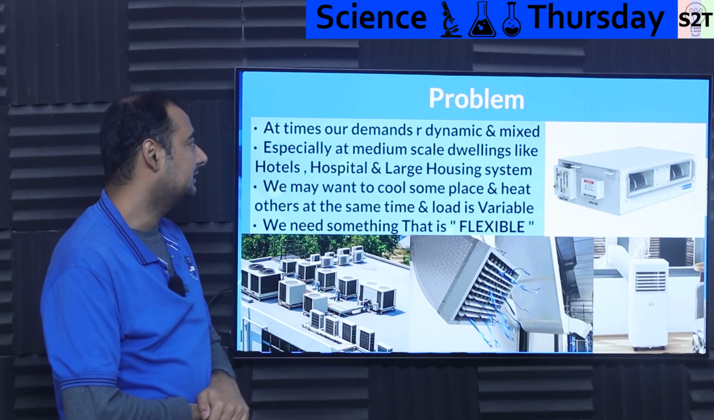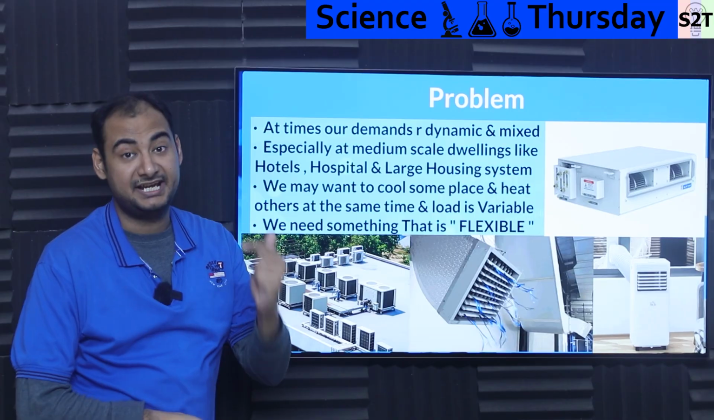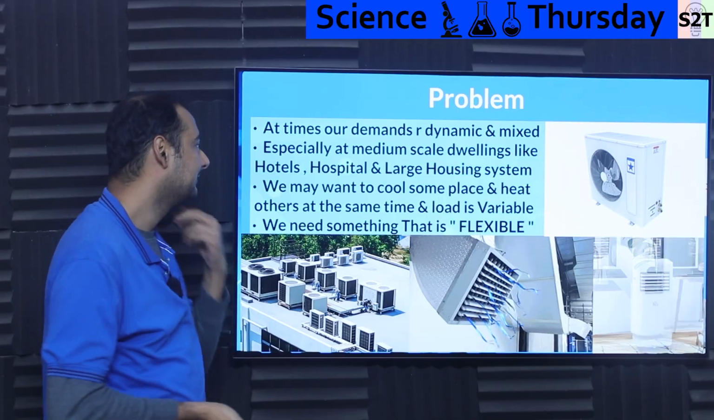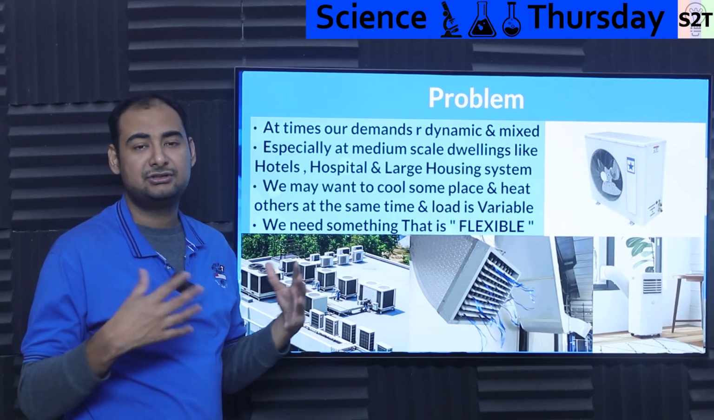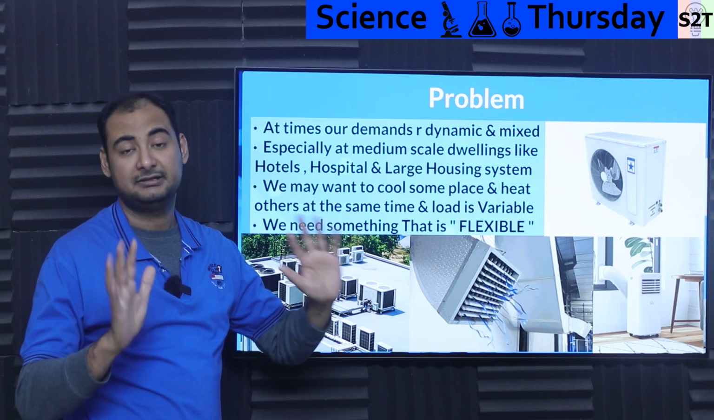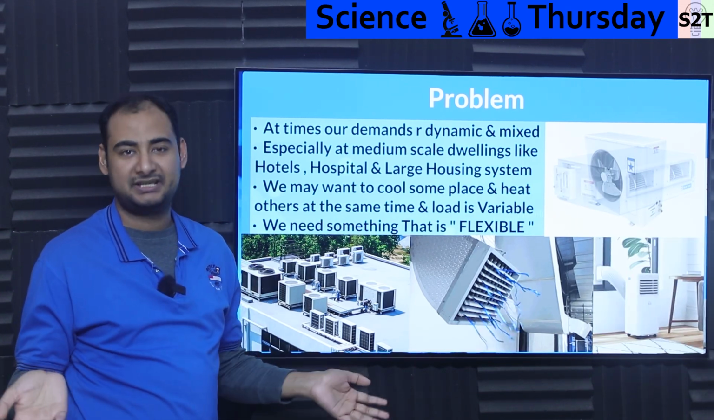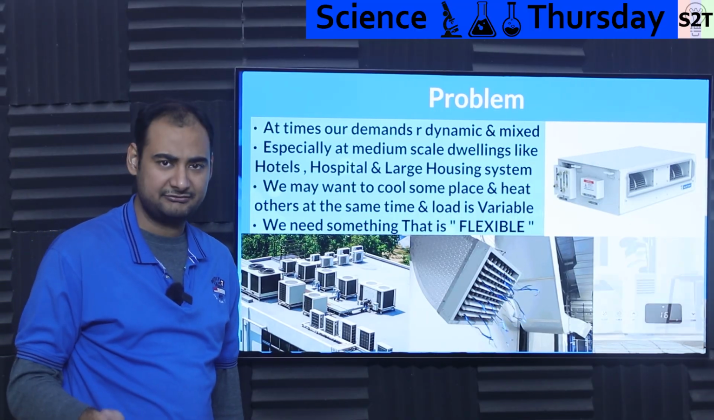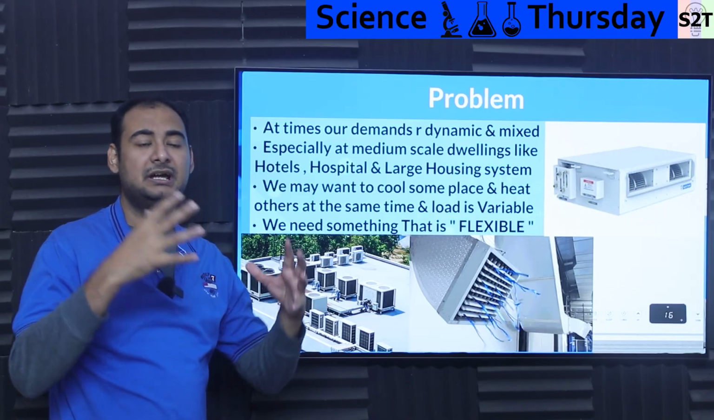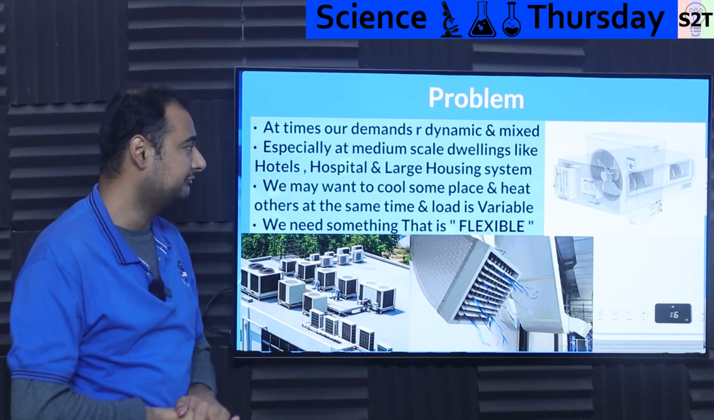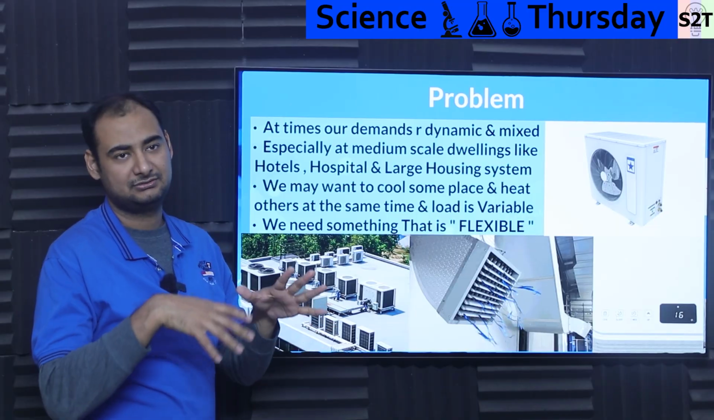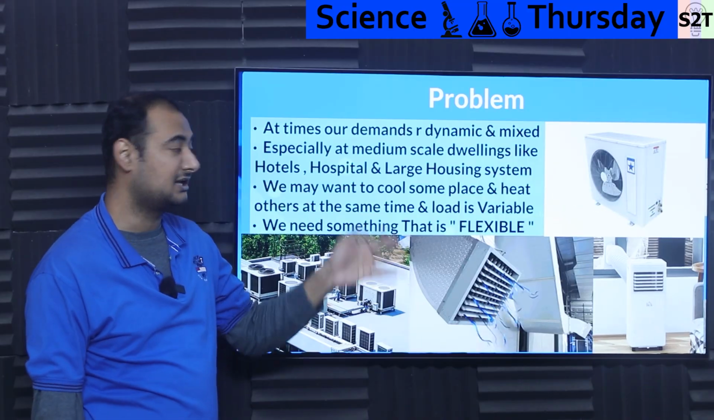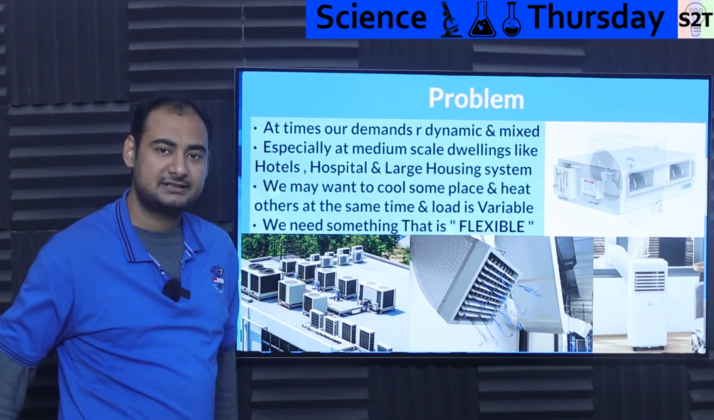Well, the reality is that at all times our demands are mixed and dynamic, meaning one thing will not be sufficient to suit every scenario. Especially at medium scale dwelling, when you're talking about a single household, it's like, hey, let's make sure the bedroom is cool. That's one AC's job. You're done, you're good. If you are talking about two or three rooms, that will still work fine enough. Have individual air conditioners or a centralized system, that will still work. However, the moment scale starts to go from small to medium, like small hotels, hospitals, large housing systems, then things can become messy.